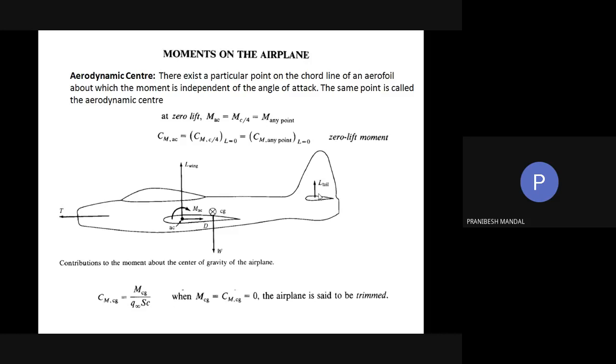And you see, for the wing, as per our convention, we have taken the forces to act on the aerodynamic center along with the moment about the aerodynamic center. Okay. So is this particular figure clear to you or not? Yes, sir. Okay.